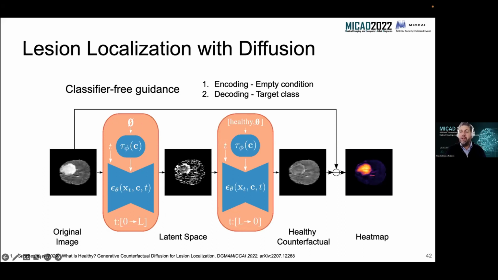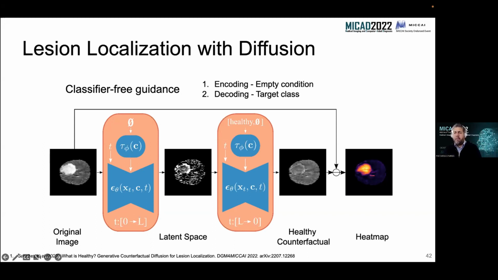But then during the forward process, not the reverse, during the forward, we say, well, now make it healthy. So essentially, this pushes out all the information about being healthy. It makes it healthy, pushes out the disease. So the subtraction of these two creates here a heat map that we can use for detecting the anomalies.